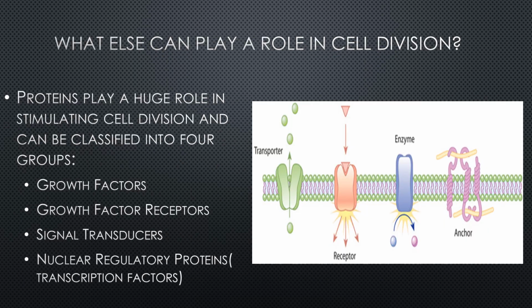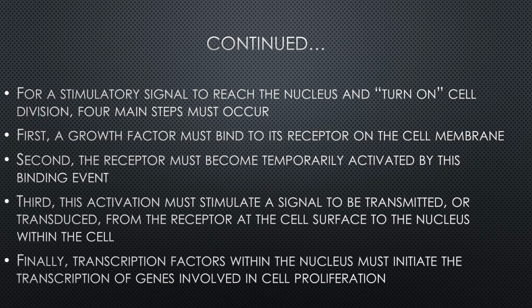What else can play a role in cell division? Proteins. Proteins play a huge role in stimulating cell division and can be classified into four groups: growth factors, growth factor receptors, signal transducers, and nuclear regulatory proteins, also known as transcription factors. And on the right, that's just how the protein works. So let's dive into more about those growth factors.